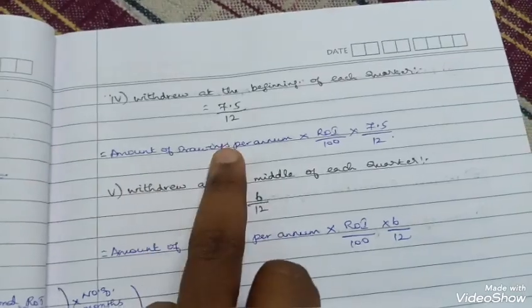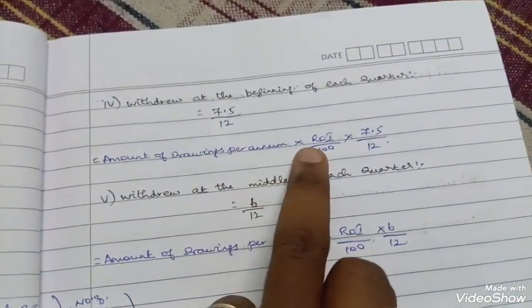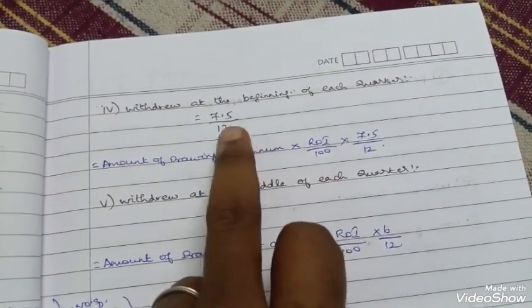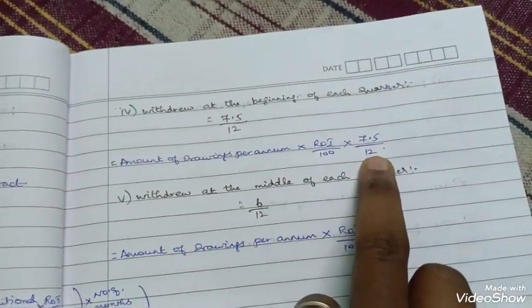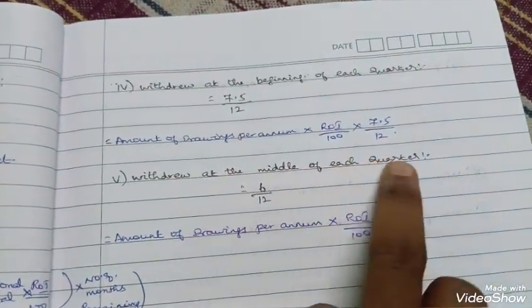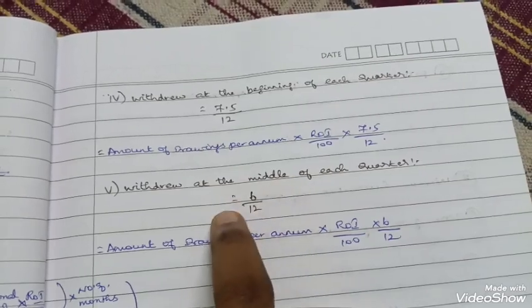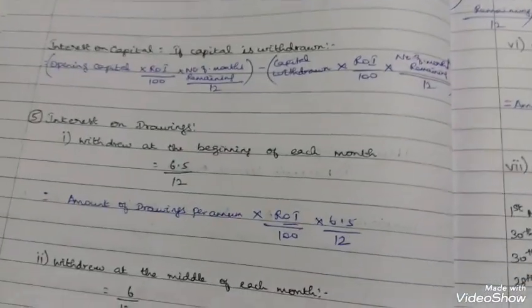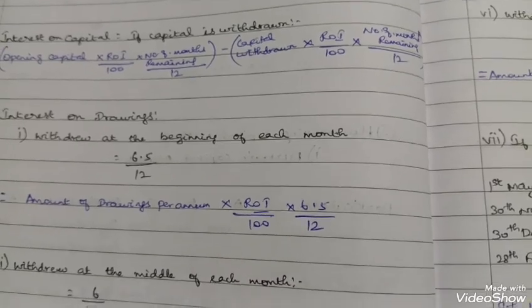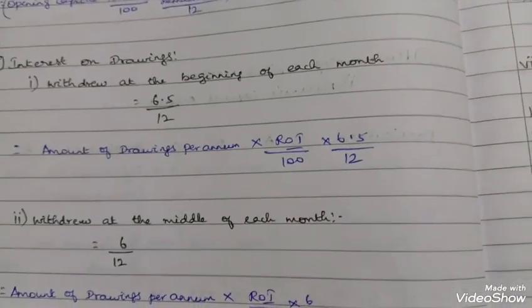So amount of drawings per annum into rate of interest by 100 into, if it is beginning of each quarter, you say 7.5 by 12. If it is middle of each quarter, you say 6 by 12. So middle of each quarter as well as middle of each month. Middle of each month will be 6 by 12.